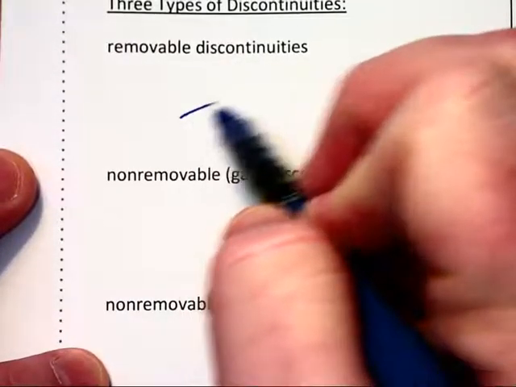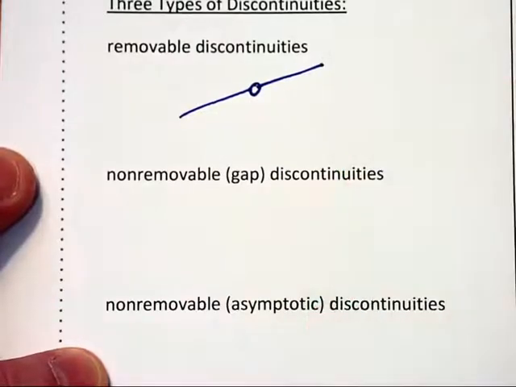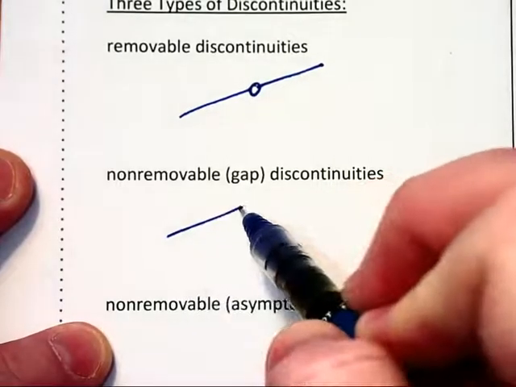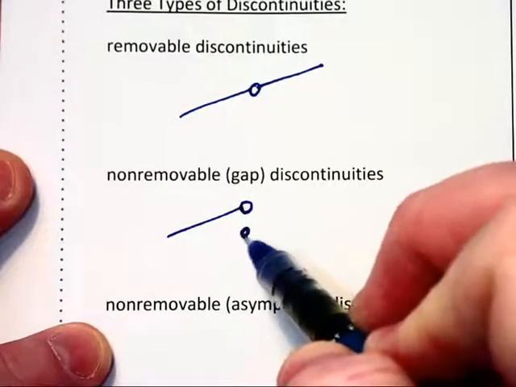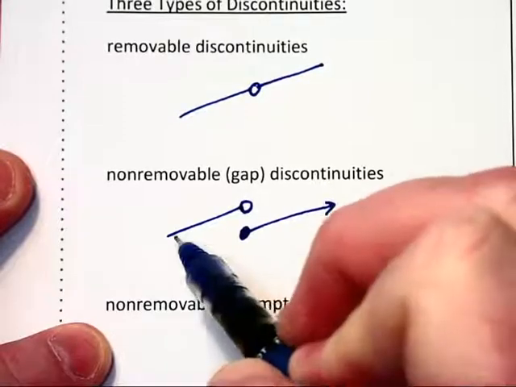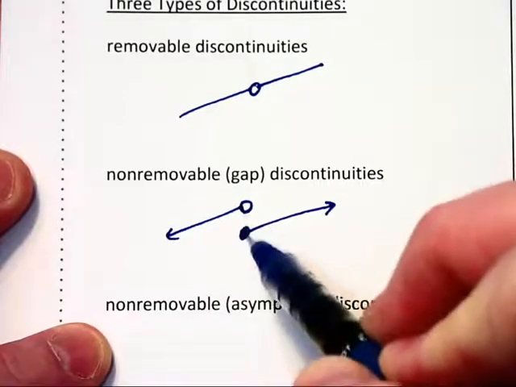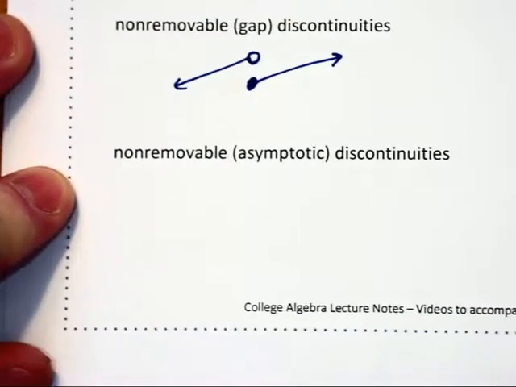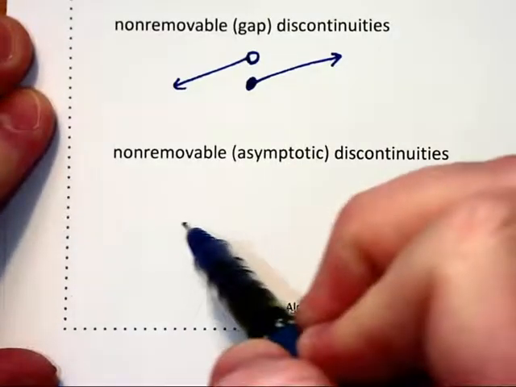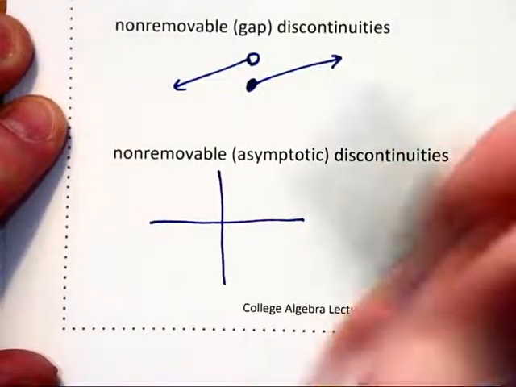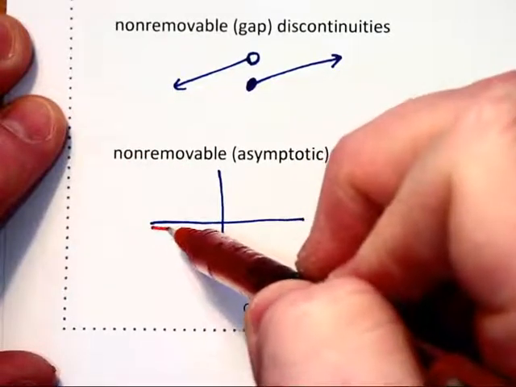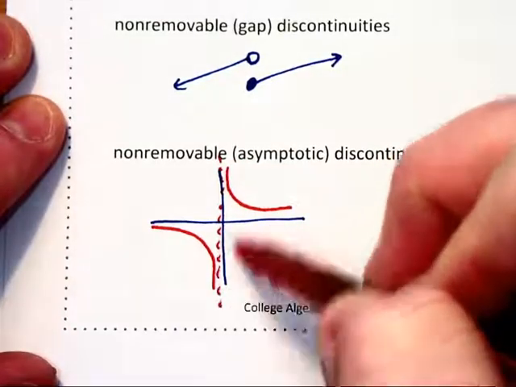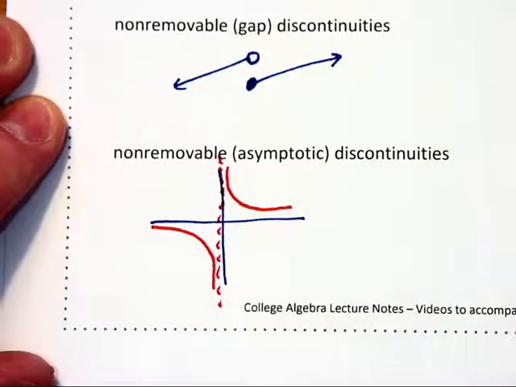The removable type, which we've just seen, where you have one point removed from the graph. There's a non-removable, where you have a graph going up to an open circle, and then there's a gap there between another point, and there's no way you can just fill in the hole to make this a continuous curve. The third type of discontinuity is called an asymptotic or non-removable discontinuity, and it occurs when you have a graph such as y equals 1 over x that looks like this, and there's a vertical asymptote in the middle of your graph that's separating the two portions of your curve.